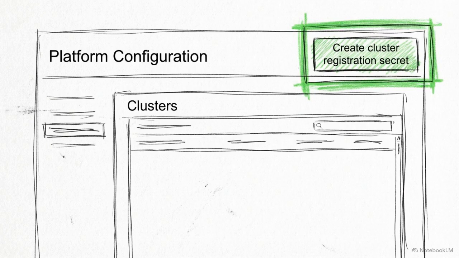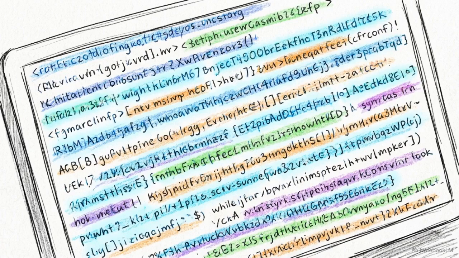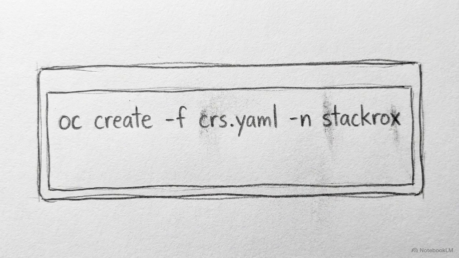Inside the RHACS portal, go to Platform Configuration and select Clusters. Click the button to create a cluster registration secret. Name your cluster and download the generated cluster registration secret, or CRS. A CRS is a YAML file containing the authentication tokens the sensors need to talk to Central. Now, use your command line interface to apply this CRS file to the StackRox namespace on your cluster.